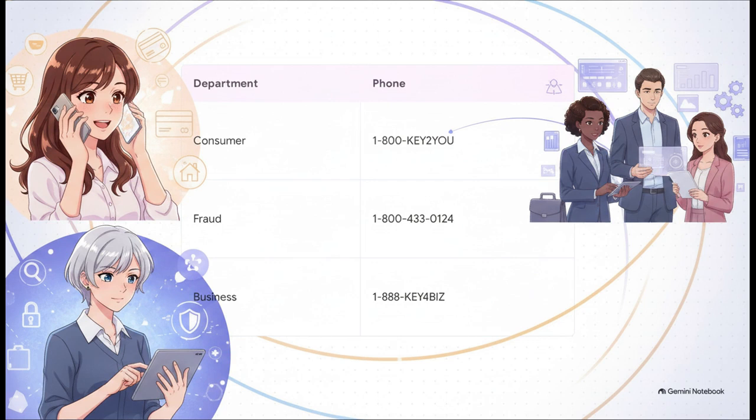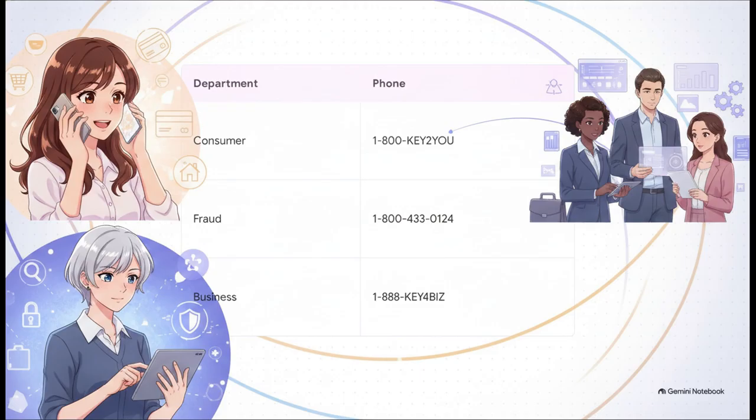For standard consumer disputes or suspected debit card fraud, 1-800-KEY-TO-YOU is your main hub. However, if you're dealing with confirmed severe identity theft, you get to bypass the main queue completely and call the dedicated fraud hotline at 1-800-433-0124. And for the entrepreneurs tuning in, business accounts actually have their own dedicated channel at 1-888-KEY-4BIZ to help minimize downtime for your company.